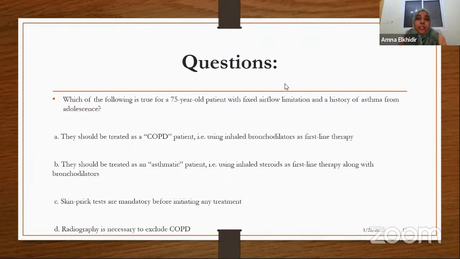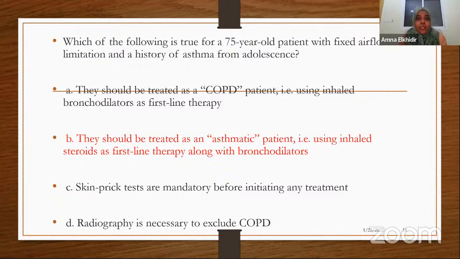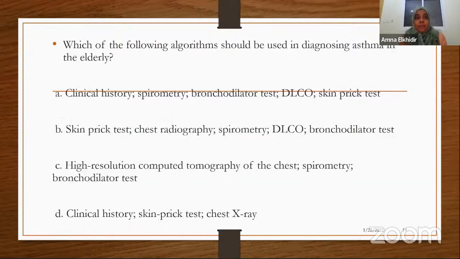So I have two answers of A. The answer is B. They should be treated as asthmatic, because they have a history of asthma from adolescence, using inhaled steroid.